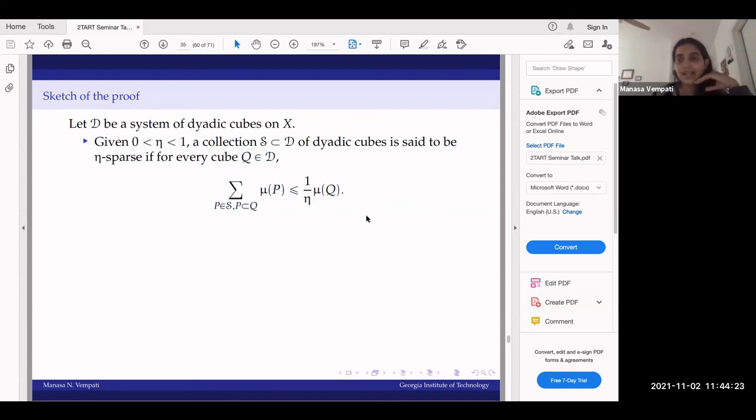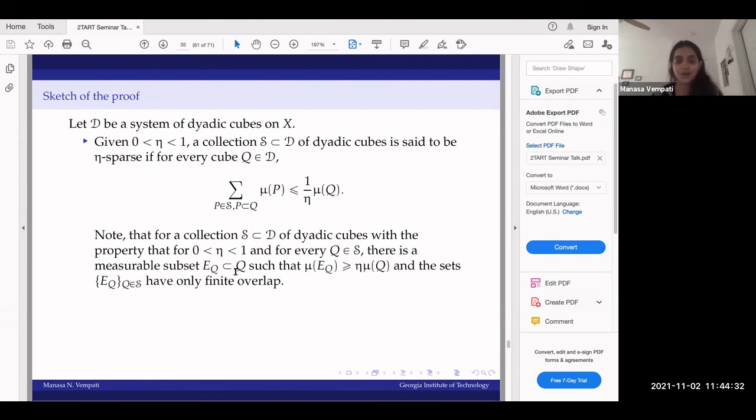Now, this is not the most commonly observed definition of a sparse collection of cubes, but by using this definition, we obtain the equivalent definition that's more common. So suppose our S satisfies this property. Then it satisfies an additional property: for every cube Q in S, there is a measurable subset EQ in Q such that the mu measure of EQ is greater than or equal to eta times the mu measure of Q, and all of these EQs only have finite overlap. This is the most common definition of sparse cubes that we know. So this is how we define our sparse collection of cubes.